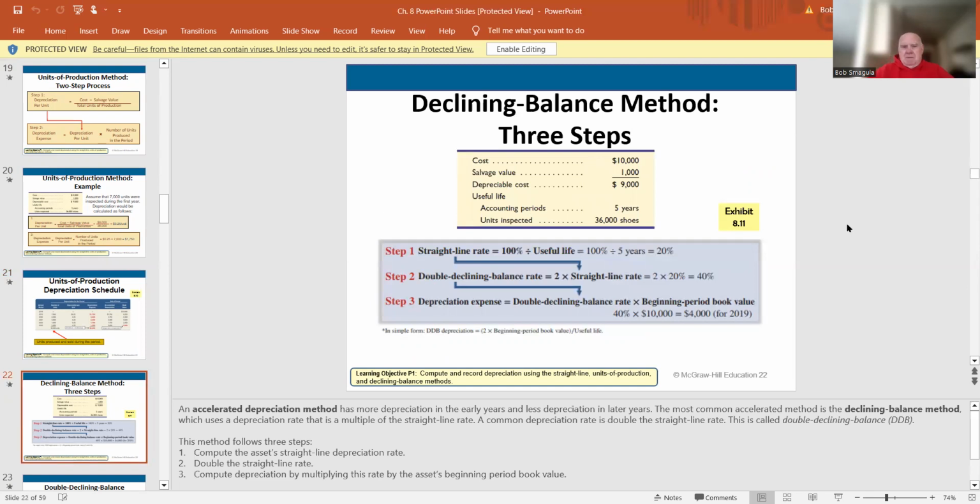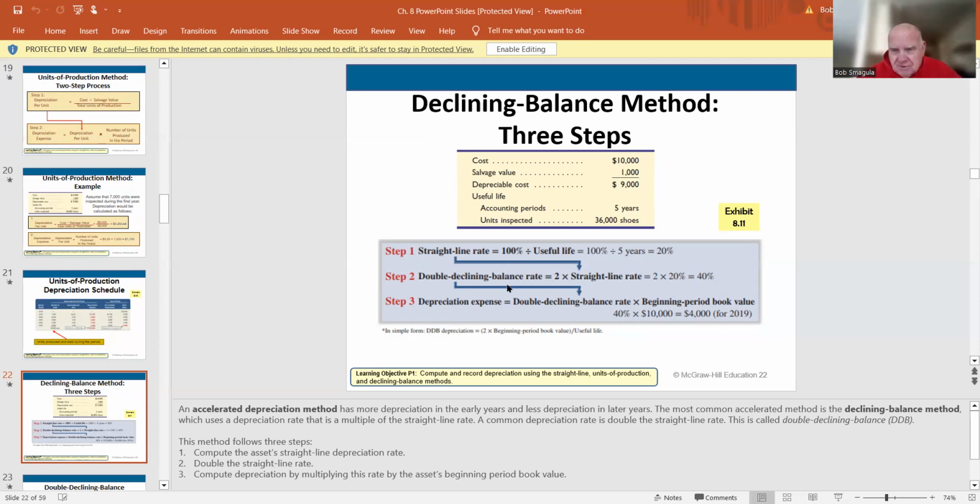Okay, double declining balance method, 3 steps. Double declining balance. This method here is a little trickier. It ignores the salvage value. In other words, you don't subtract the salvage value as you do with the other methods, the units of production and straight line. So let's see what we have here. We have an item that costs $10,000 and the depreciable cost was 9,000. This is the basic information they've given us for all the methods. Straight line equals 100%. We're going to include the salvage value this time.